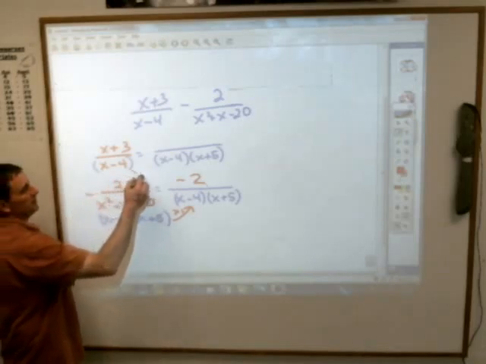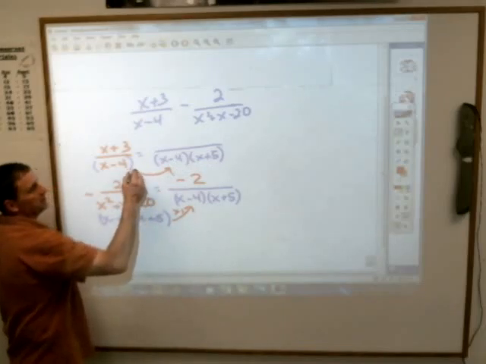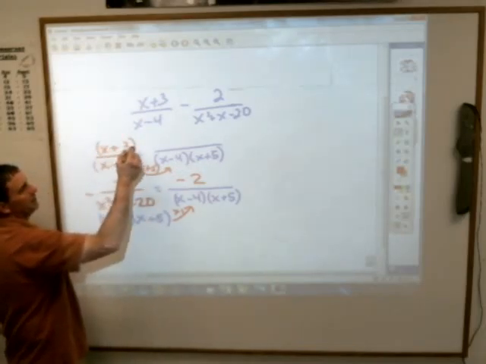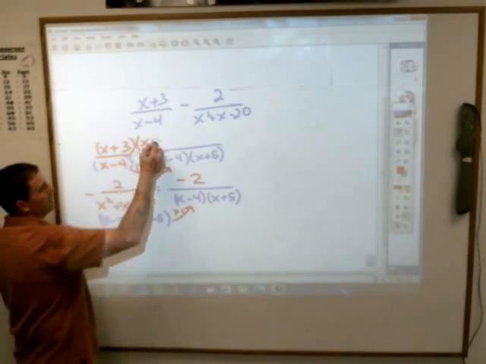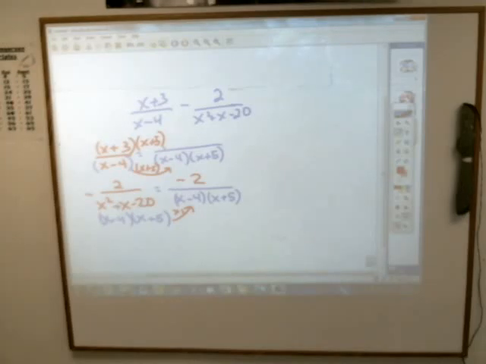Here, I have an x minus 4. What do I need to multiply by? What am I missing? x plus 5. So you have to multiply the top by an x plus 5. Now, I'm just going to say for right now, let's not multiply it out because when we simplify, you have to factor it back anyway.